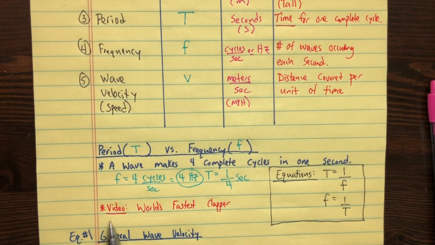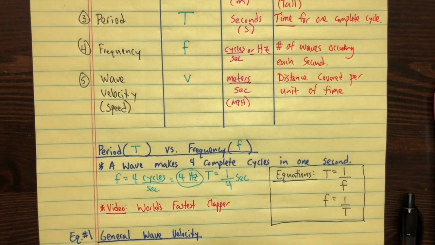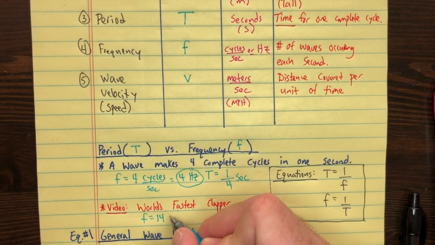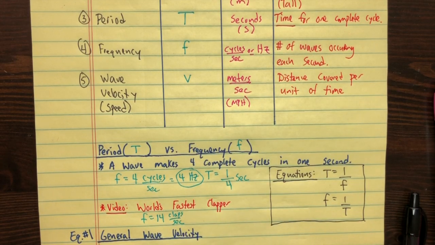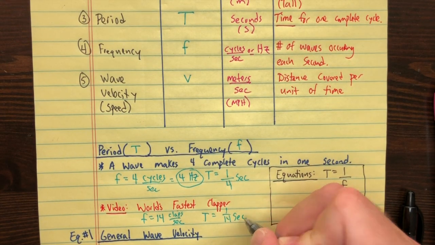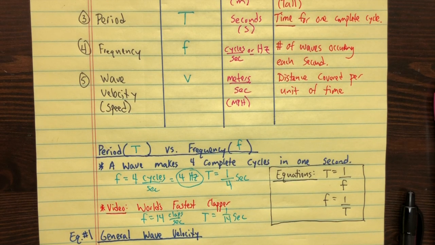I'm gonna put a link to the world's fastest clapper. This dude can clap 14 times per second. And you might be asking yourself, well, why is Mr. Laurent showing us the world's fastest clapper? Well, it really illustrates this point of frequency versus period. Because in the video, you're gonna see the guy can clap 14 times per second. So it's 14 claps per second. So in one second, he could clap 14 times. So that means that each one of his claps is 1/14 of a second, which is crazy. That's a lot of claps.